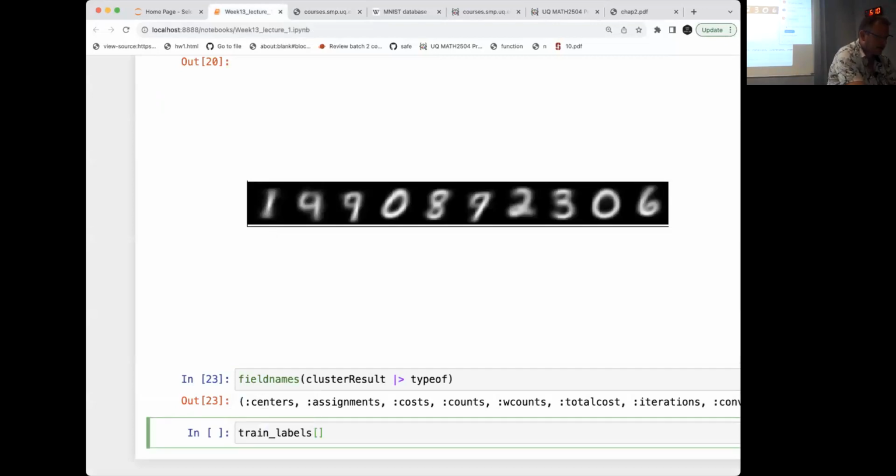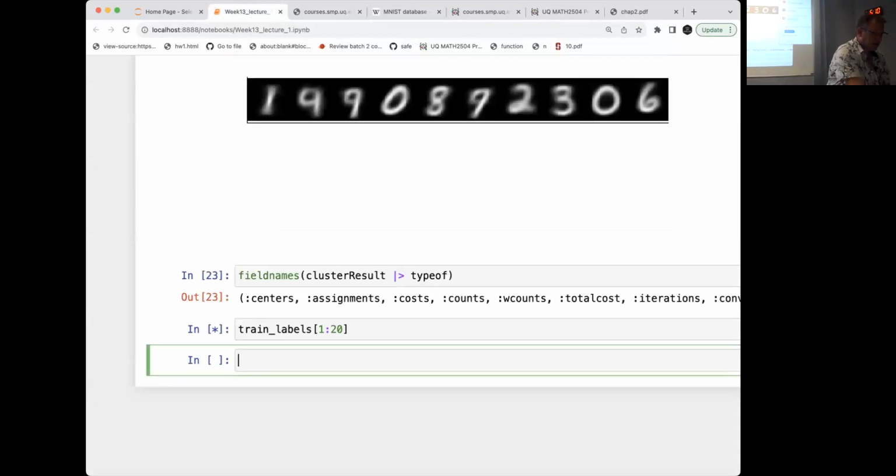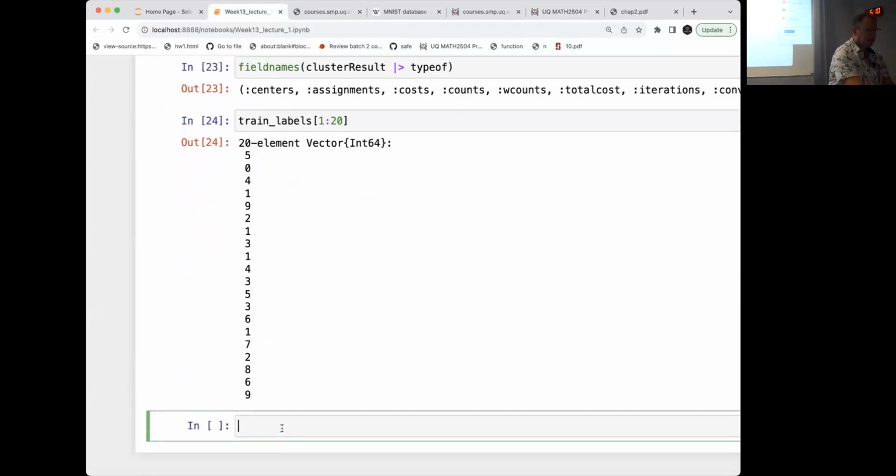Let me just take the first 20 of them, okay? So here are the first 20 train labels. Now, this is multi-class because there are 10 possible labels. I'm going to just do a binary, so 2-class, classification for, say, whether something is a digit 8 or not 8.